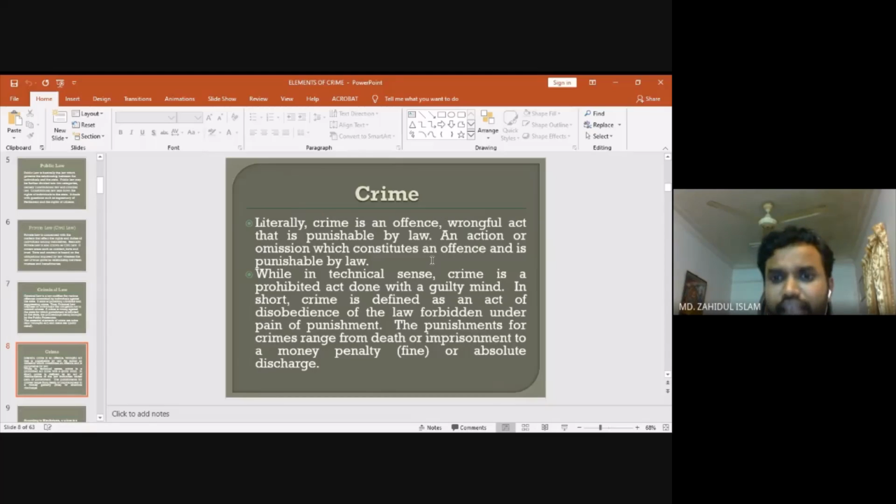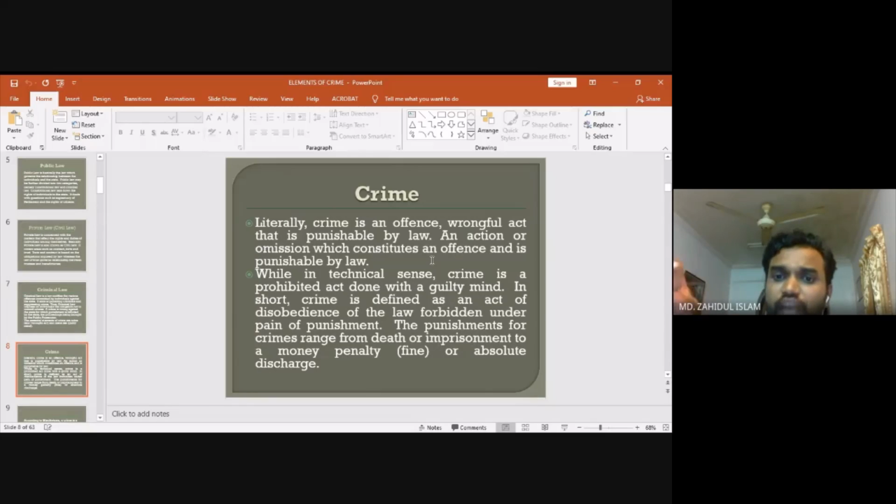Taking or carrying cannabis, which in Malaysia is called ganja, is an offense in Malaysia, because it is prohibited by Malaysian law, so it is a crime in Malaysia. If you go to Brazil or some Western countries, taking cannabis is not a crime because it is not an offense under their law. It is not punishable by their law, so it is not a crime in their country. So crime is different here and there.